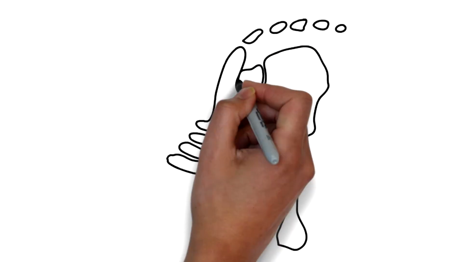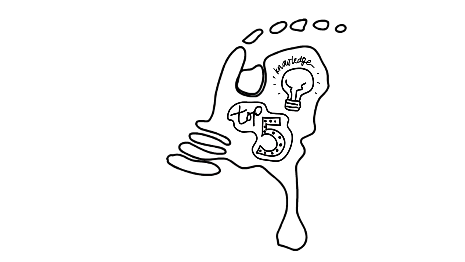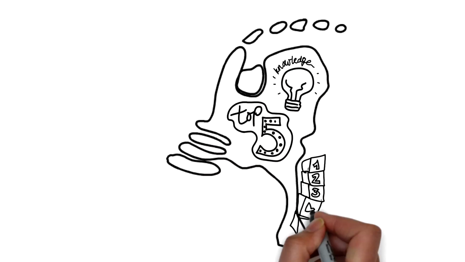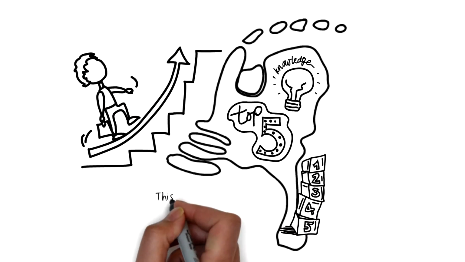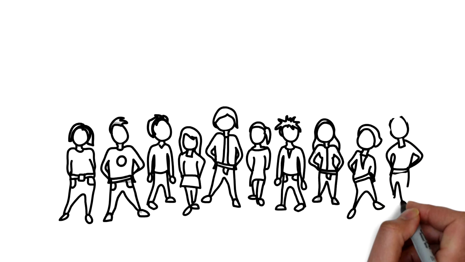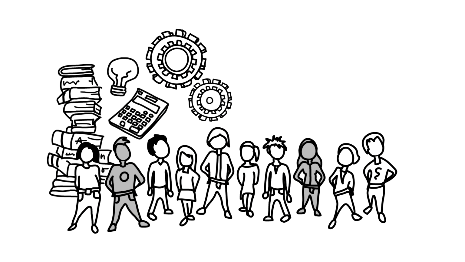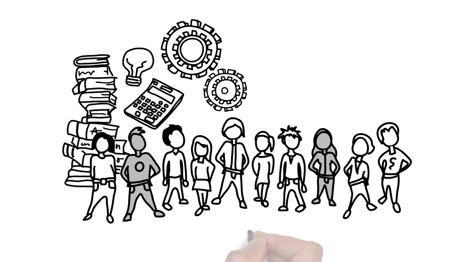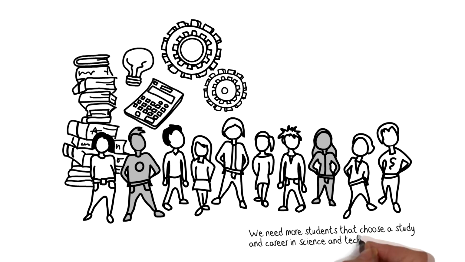Since 2012, the Netherlands is among the top five most competitive knowledge economies in the world. The Dutch government has the ambition to strengthen this position. This requires new and smart answers for the future. Currently, 2 out of 10 students successfully complete a technical study. In order to keep a top position in the future, we need more students that choose a study and a career in science and technology.